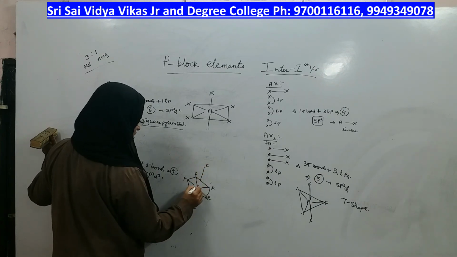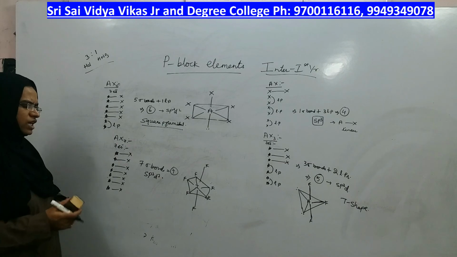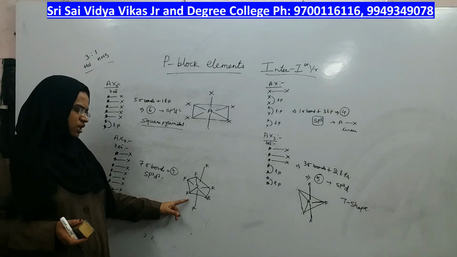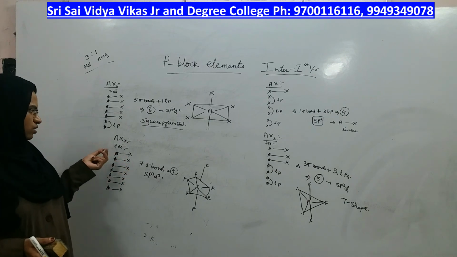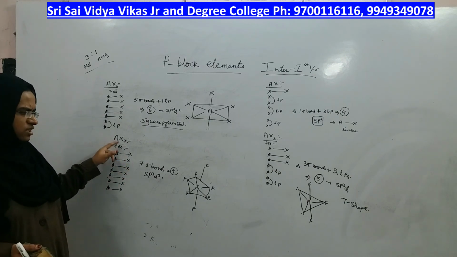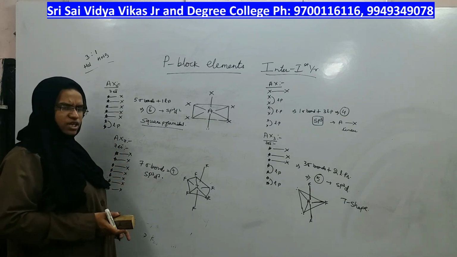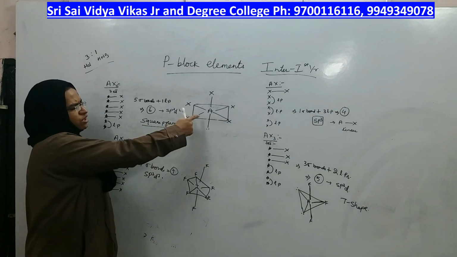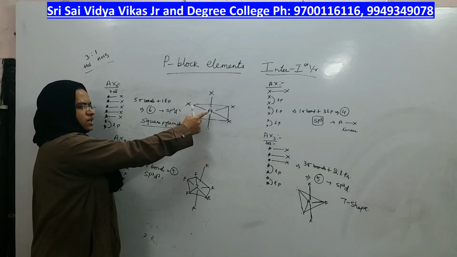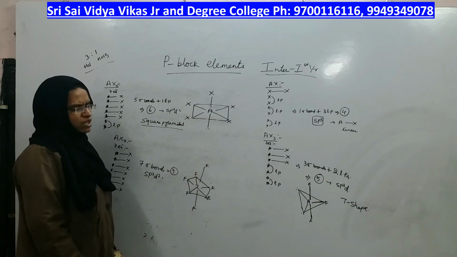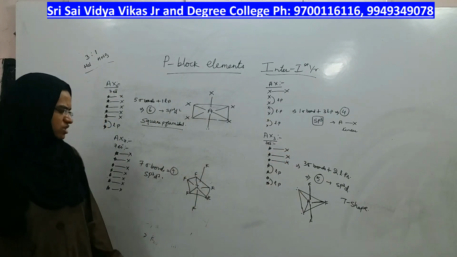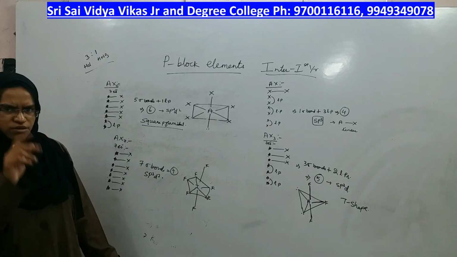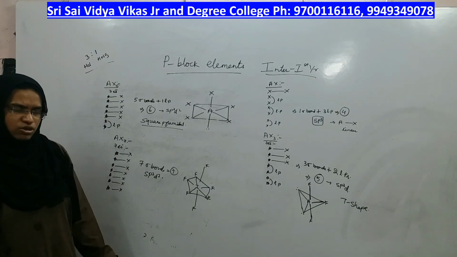In the center, iodine. Which molecule I have taken as an example to draw the shape? IF7. Have I taken the correct example or is it wrong? Instead of taking AX7, I have taken IF7. Here also instead of taking AX5, I would have taken IF5 also is correct. IF3 is also correct. Not just IF, any halogen combinations you can take, but it should be a correct combination, right?